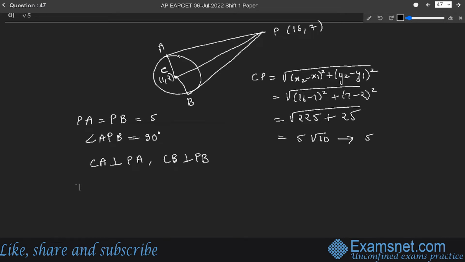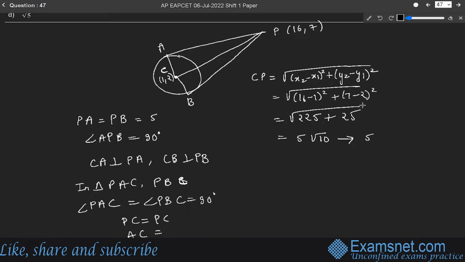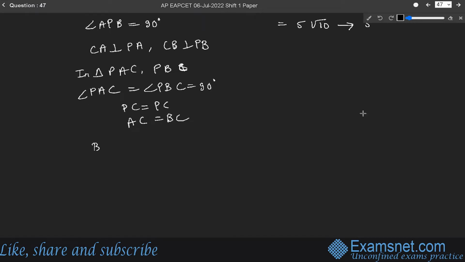PB. Now consider the triangles PAC and PBC. In both these triangles, we have angles which are equal, angle PAC is equal to angle PBC is equal to 90 degrees. Also PC is equal to PC and AC is equal to BC. Therefore, we can say that by RHS, triangle PAC is congruent to triangle PBC.